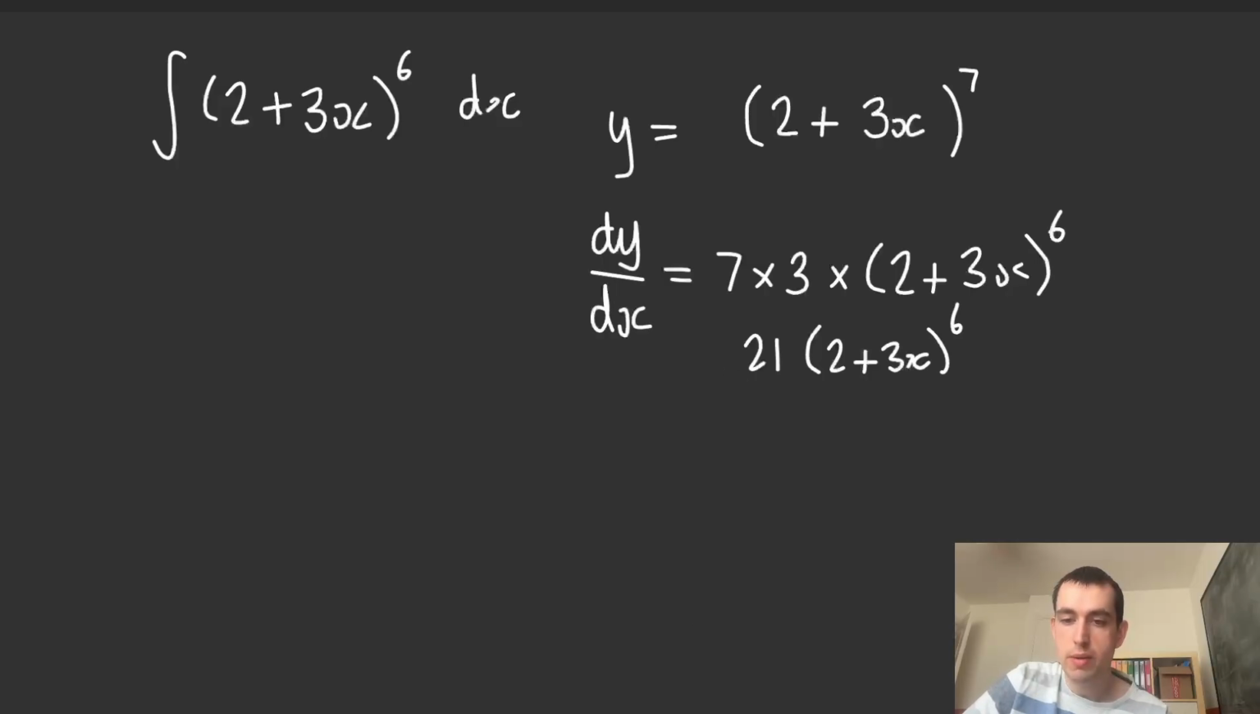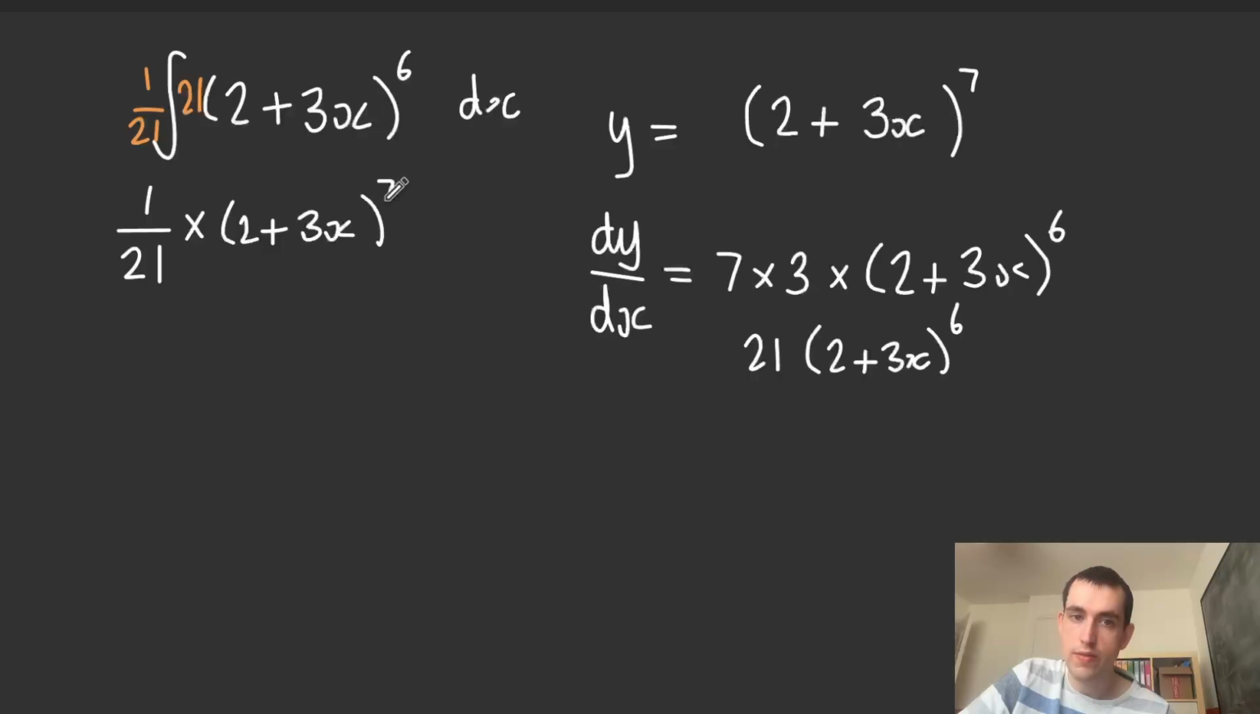So what we can do, we can apply a little trick. If we both times and divide the integral by 21, then now we're in a really good position, because this is equal to 1/21 lots of, well, this integral is exactly the same as what we differentiated, because as I say, the integral is the inverse of the derivative. So I'll say it again, if we know that (2 + 3x)^7 differentiates to get 21(2 + 3x)^6, then backwards, the integral of 21(2 + 3x)^6 is (2 + 3x)^7.